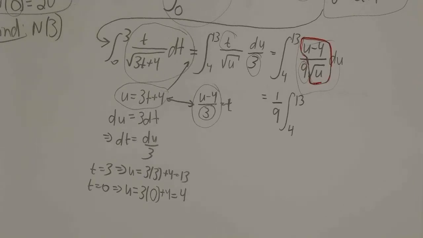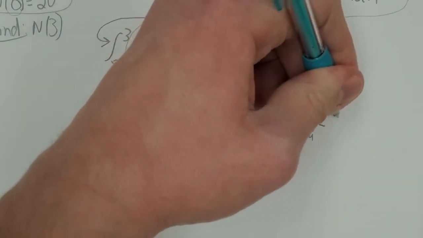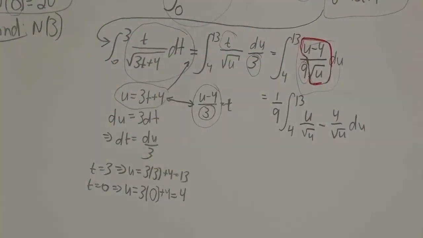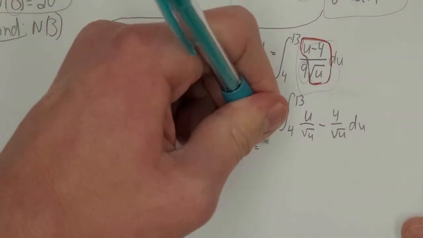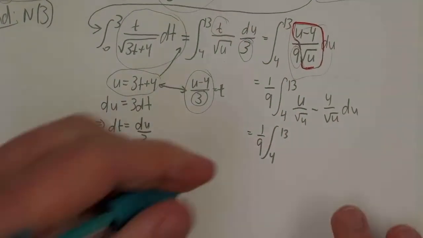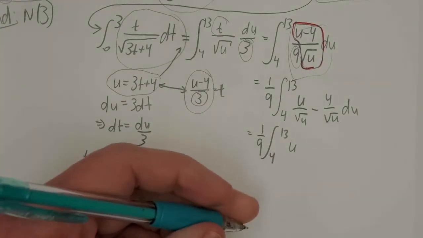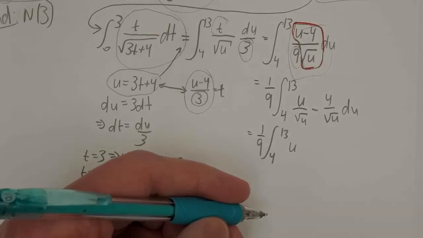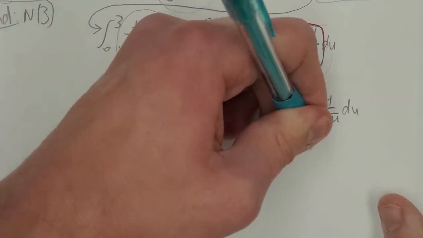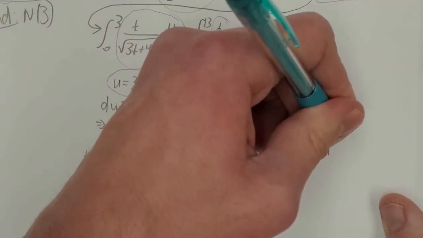Let's give someone else a chance. Split the fraction. Okay, split the fraction as what? So in this case we have u over the square root of u, and then 4 over the square root of u, right? Okay. So then, using exponent properties, we have 1/9 times the integral from 4 to 13 of, well, in this case we have u to the power of, the first term is u to the power of what? 1/2. Okay. Good. And then similarly, the second term is just 4 times u to the power of -1/2. Right?